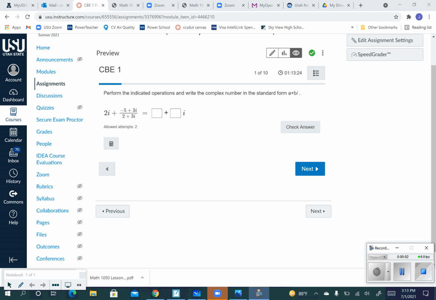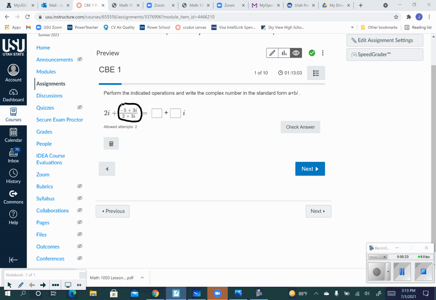All right, let's work down through this problem. So this is the first problem, the first CBE. So I have 2i plus that fraction. So I'm dividing those two complex numbers right there. So our first step is going to have to be to simplify that. So to simplify that, I need to think of it as division.